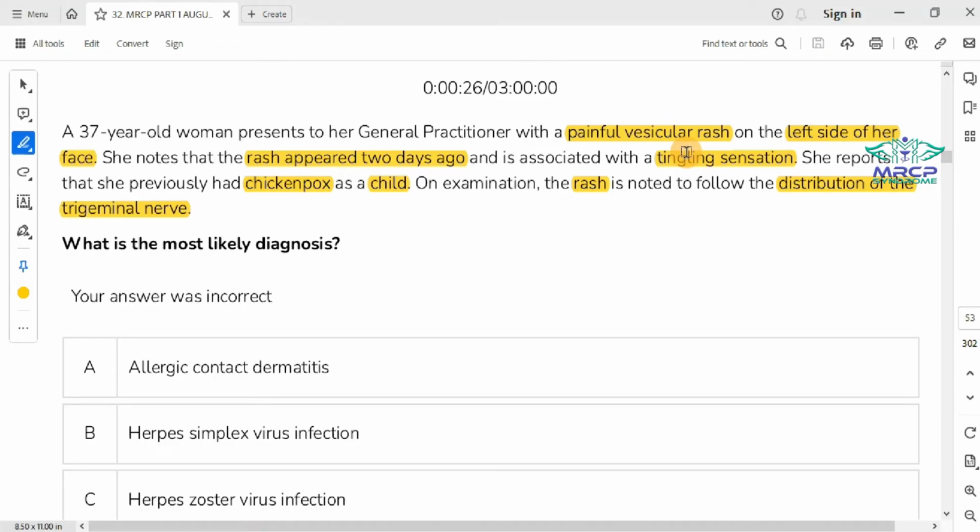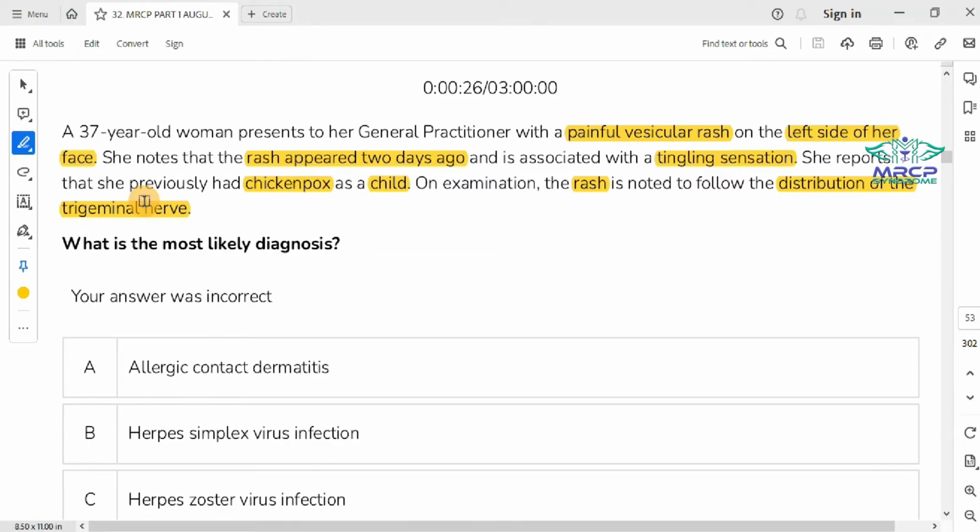And these vesicles usually appear after the prodrome of the tingling as well as the pain. And there would be predominant trigeminal nerve distribution. The rash follows the dermatomal distribution of the trigeminal nerve, which is also one of the classic features of herpes zoster. And this trigeminal nerve has 3 branches: ophthalmic, maxillary, as well as the mandibular, and the rash will typically appear on one of the branches. And also the history of chickenpox as a child is one of the key risk factors for the development of herpes zoster later in life.